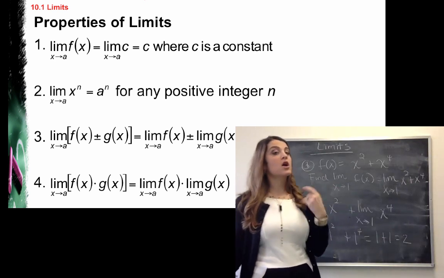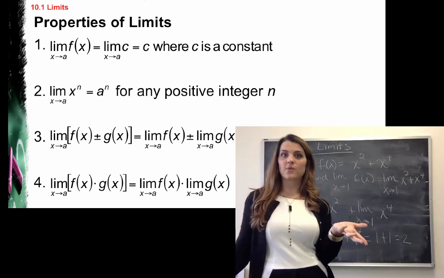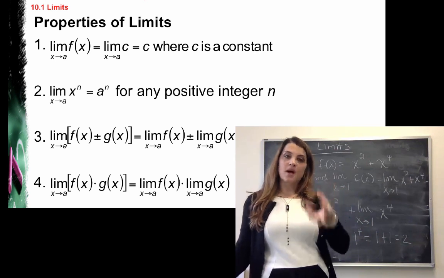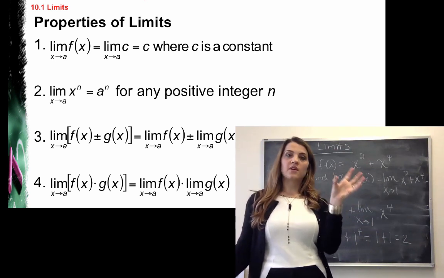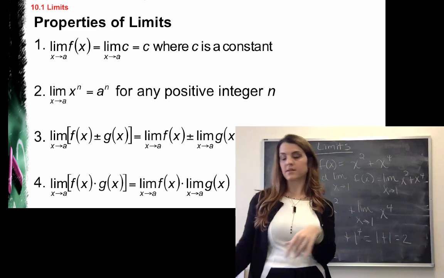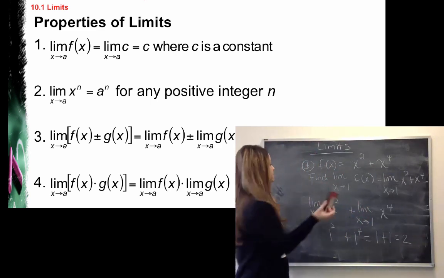Now look at property 4. Property 4 is just like the others as well. So if you're taking the limit of a product, it's equal to the limit of each of the separate terms of the product. So let's look at another example.